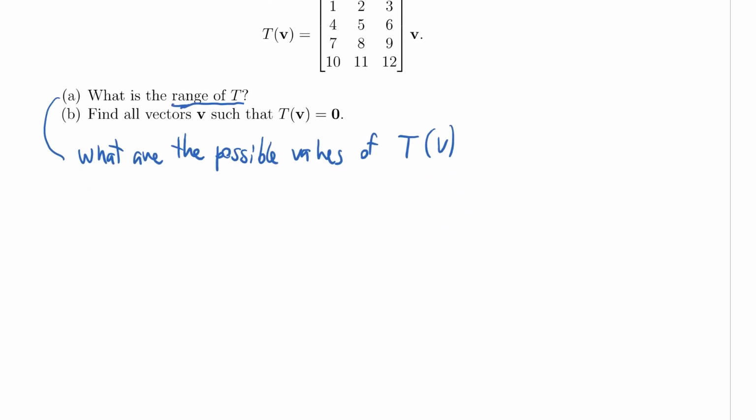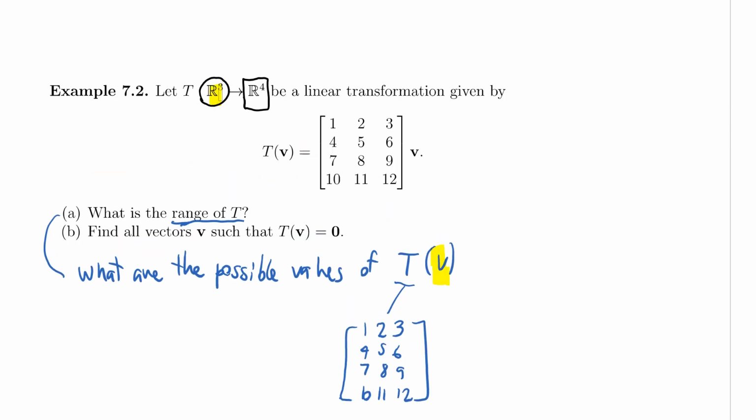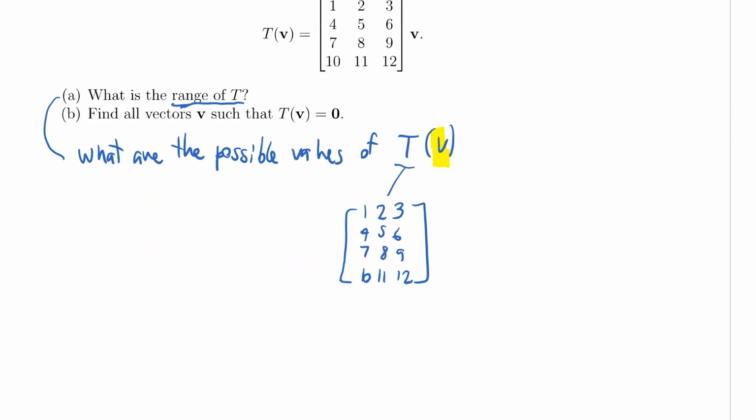Well, to do that, let's just find out. My T is just the matrix we have up there: 1, 2, 3, 4, 5, 6, 7, 8, 9, 10, 11, 12. What about the v? This v is just a 3-dimensional vector, and that makes sense because I can only multiply this matrix with something of dimension 3. So I'm just going to call the 3 elements A, B, and C here.